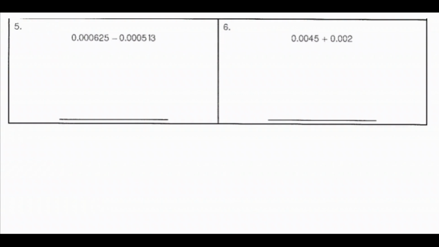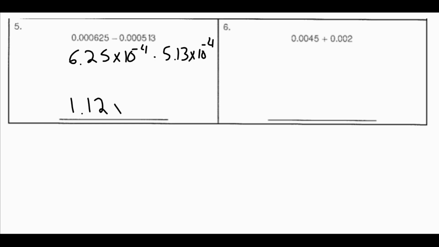Looking at 5 and 6, here we have numbers not written in scientific notation, so this time we'll change them to scientific notation and then add and subtract. So number 5, we would have 6.25 times 10 to the negative 4 minus 5.13 times 10 to the negative 4. Now when I subtract 5.13 from 6.25, that would give me 1.12, and then I'm going to keep my power of 10, so I'd have negative 4.